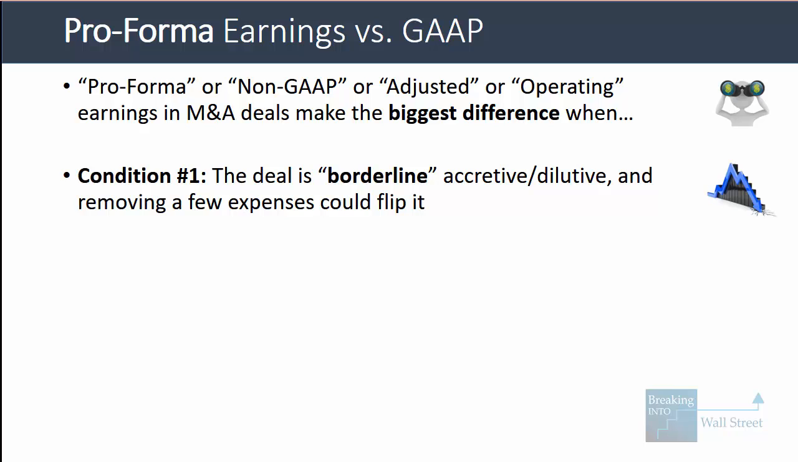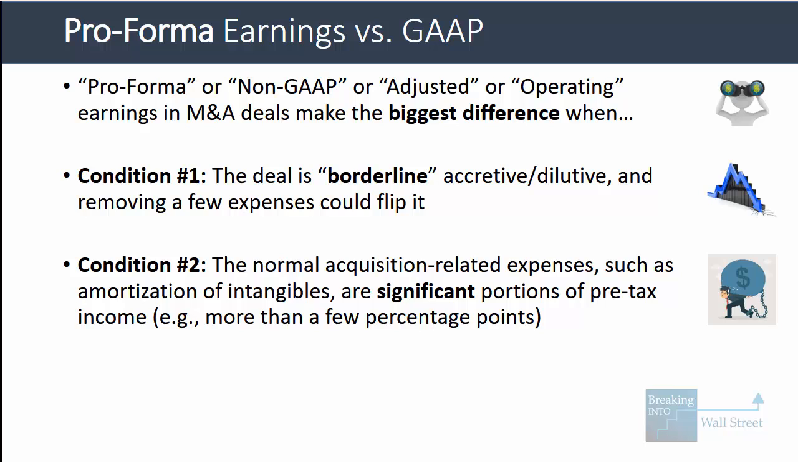First off, this metric will make a bigger difference when the deal is borderline accretive or dilutive. So if it's 0.2% dilutive right now, then you could easily remove a few of these smaller expenses and flip it into an accretive deal, for example.